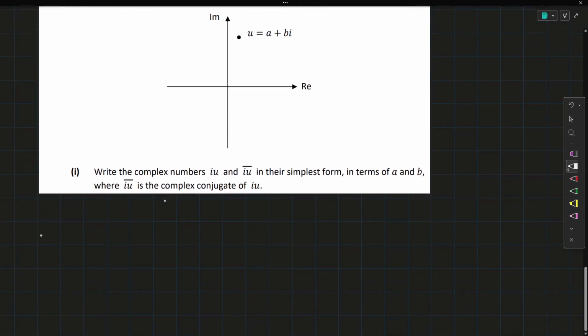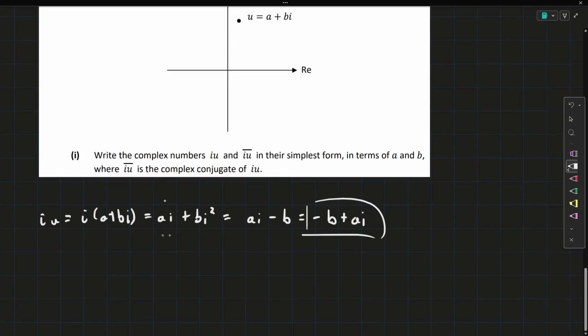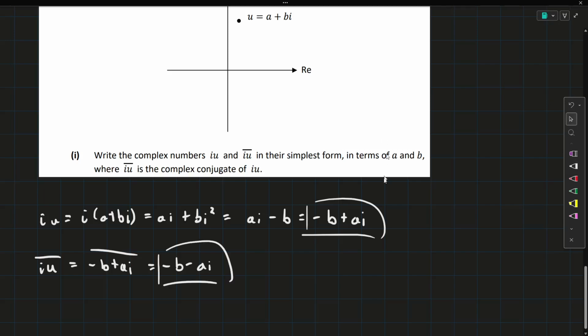So iu will be equal to i times (a plus bi), which will be equal to ai plus bi squared, which is equal to ai minus b, because i squared is just minus 1. And then usually we write it as minus b plus ai. That's just because we usually put the real part first. And then the conjugate of iu will be the conjugate of minus b plus ai. The way that we get the conjugate is we just change the sign of the imaginary part. So we'll get minus b minus ai as the conjugate.